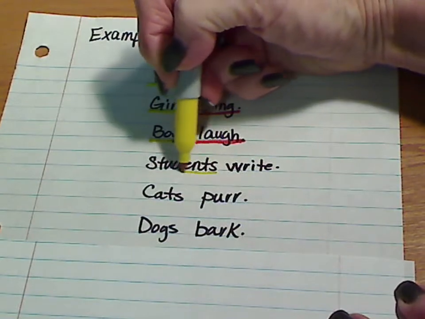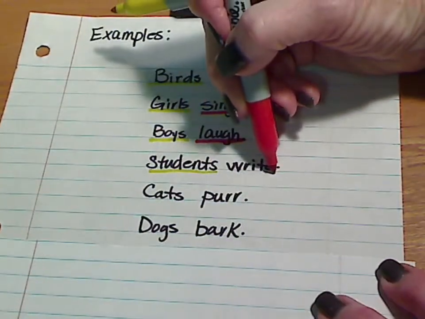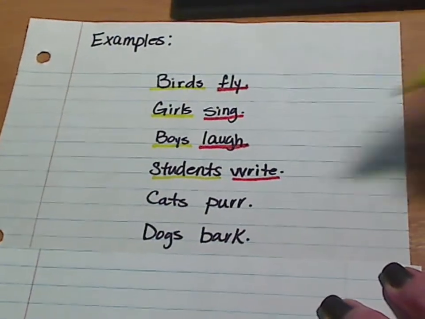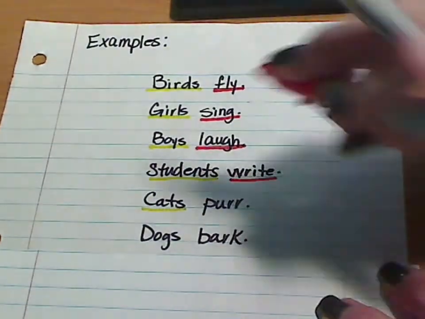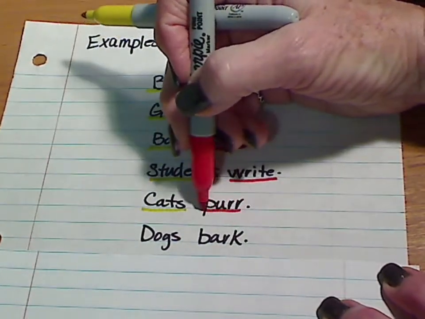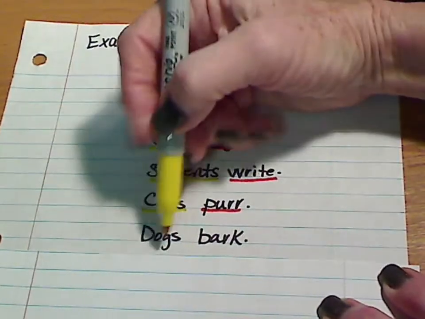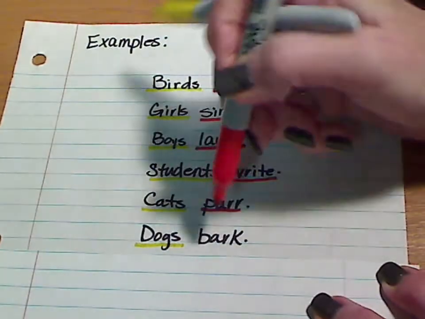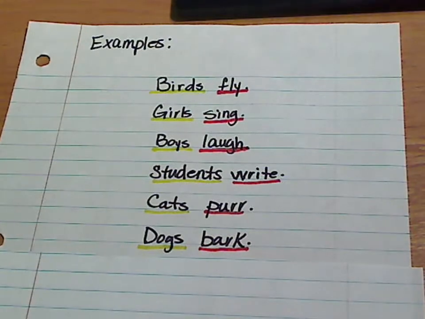Students is the noun, and the students do what? What action are they showing? They write. Cats. Who is it about? Cats. And what are the cats doing? They purr. That's the action they're showing. Dogs. That's what it's about. What do they do? What action are they showing? They bark. Dogs bark.